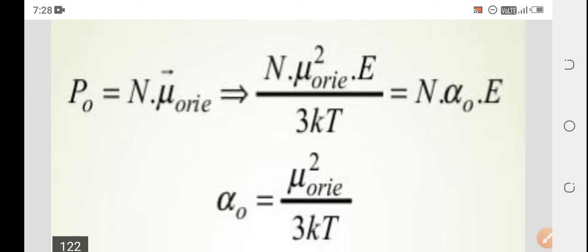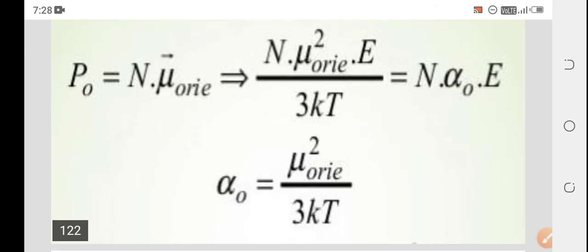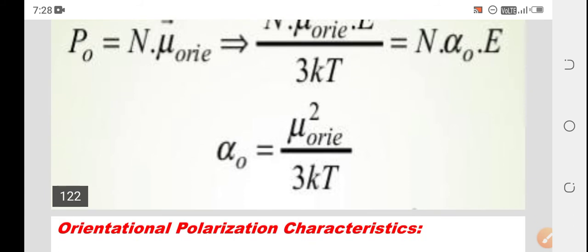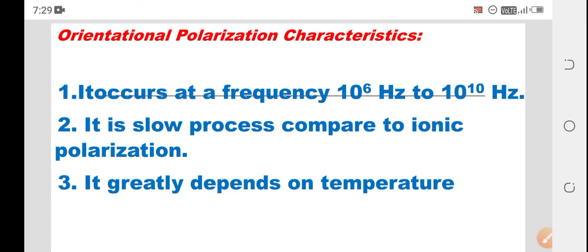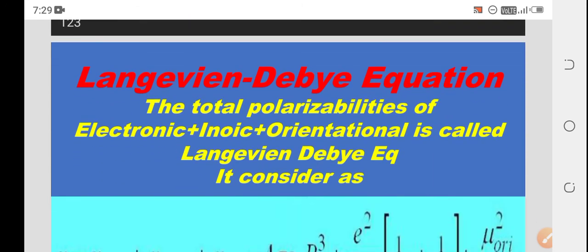The expression is based on the polarization vector concept: P equals N mu, where N is the number of dipoles and mu is the dipole moment. So P equals N mu square E by 3kT, which is N alpha naught E, and alpha naught is mu naught square by 3kT. Orientation polarization occurs at frequencies 10 to the power 6 to 10 to the power 10 Hz. It is a slow process compared to ionic polarization. It greatly depends on temperature.